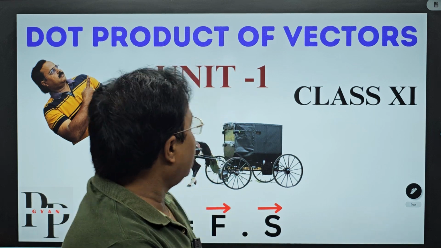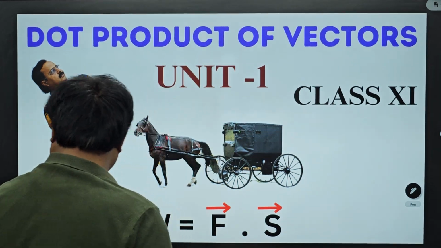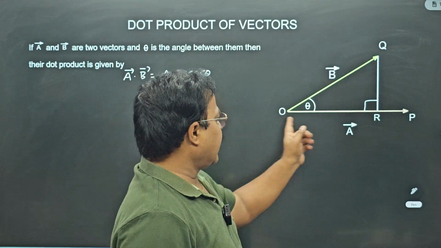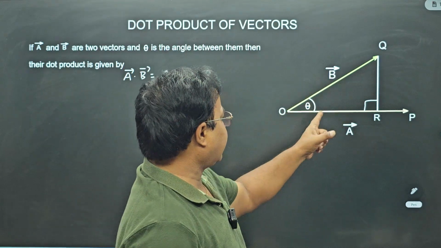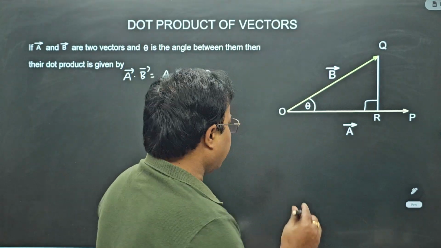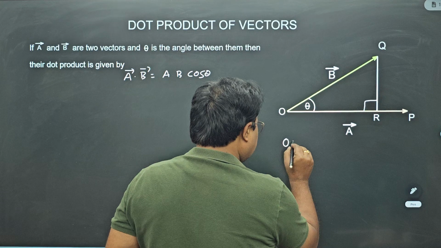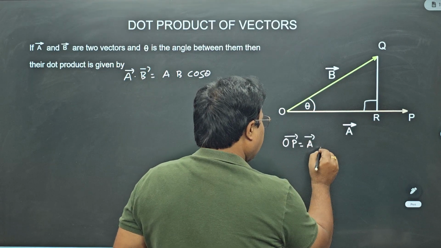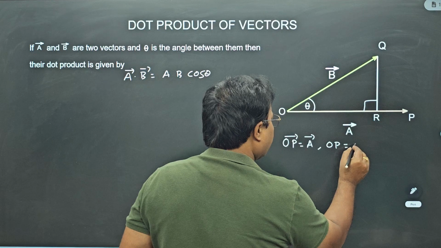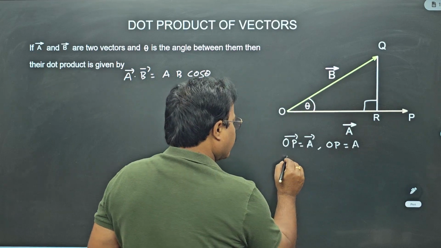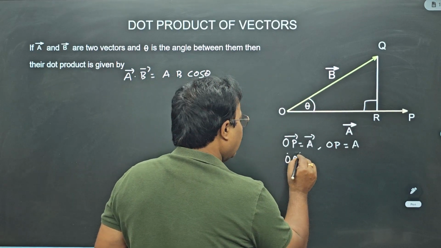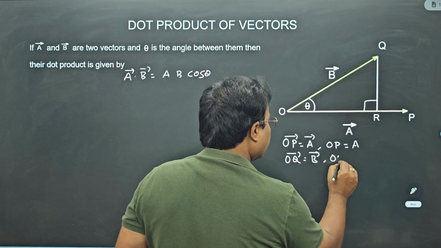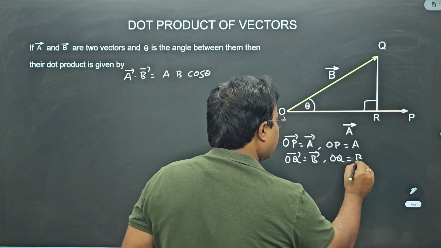In today's class, we'll discuss the dot product of vectors. My dear students, what is the dot product of vectors? You see, there are two vectors, A vector and B vector, and theta is the angle between them. What is OP vector? OP vector is equal to A vector, so the magnitude of OP vector is equal to the magnitude of A vector. What is OQ vector? OQ vector is equal to B vector. Then the magnitude of OQ vector is equal to the magnitude of B vector.